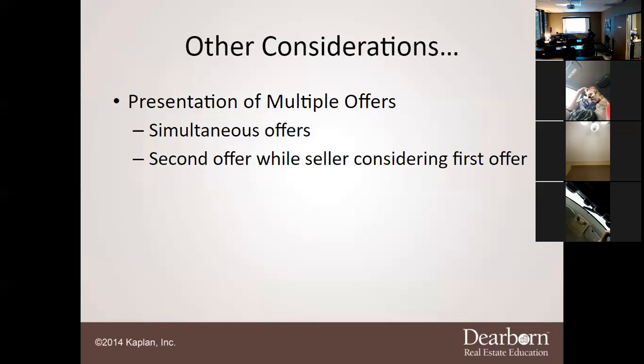Presentation of multiple offers, like I said, simultaneous offers. What happens if you get a second offer while considering the first offer? If we're still considering the first offer, we haven't signed it, so I could technically go for the second offer. But like we were saying earlier, if you have a counter out, you can't accept another offer. In this case, I was just considering the first offer, so I could technically accept the second offer.